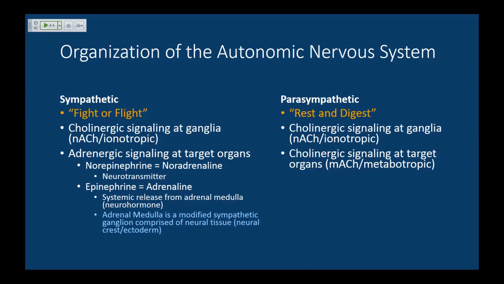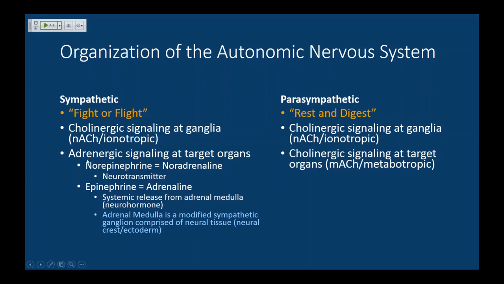Okay. By the way, when a collection of cell bodies is in the central nervous system, it's called a nucleus, and in the peripheral nervous system, it's called a ganglia. And at these ganglia, you have nicotinic cholinergic signaling. So it's going to bind acetylcholine to nicotinic receptors, which causes ion influx, sodium influx, which will excite the next cell in series. Okay, and then after that, it starts to get different.